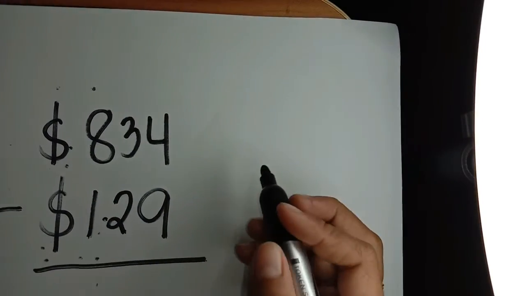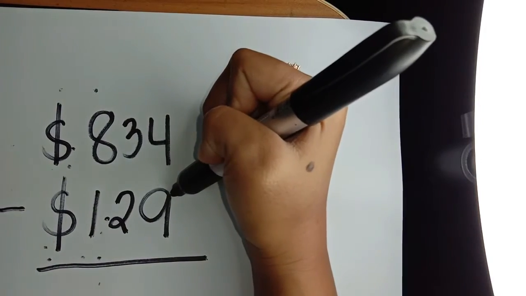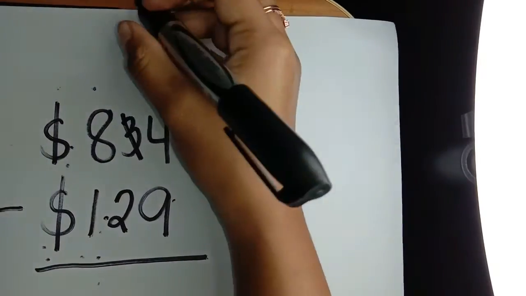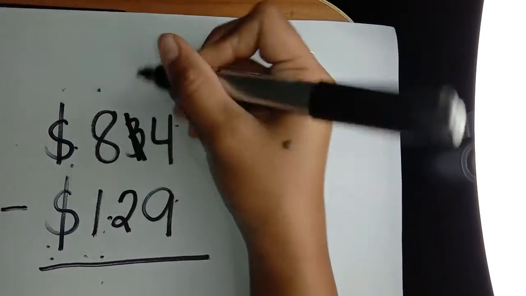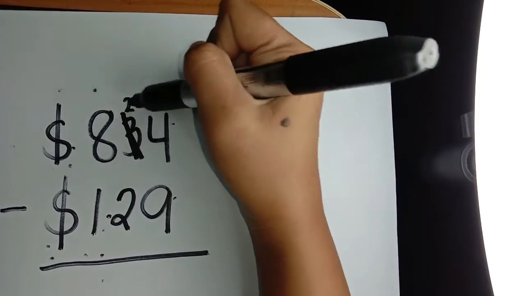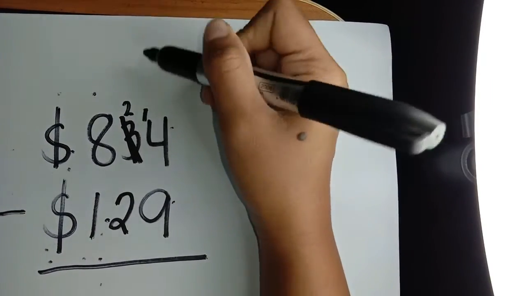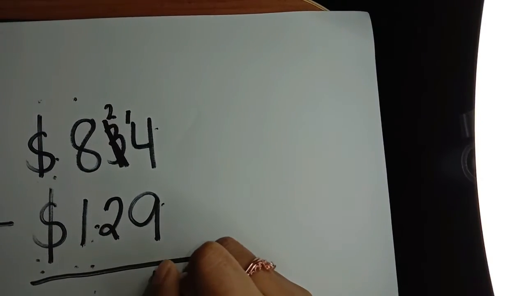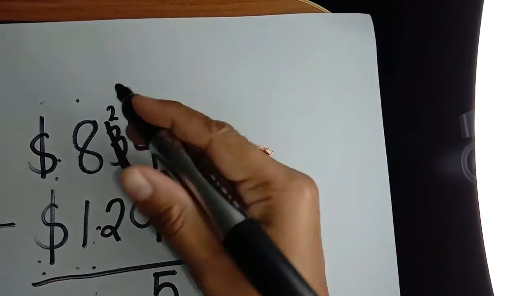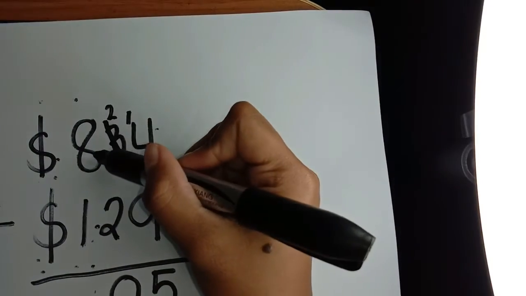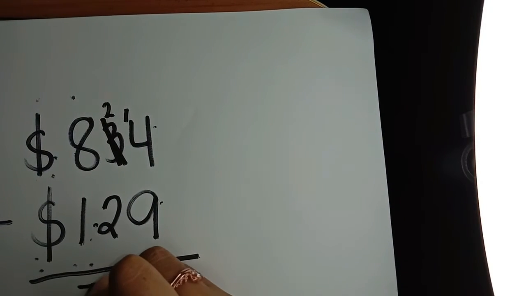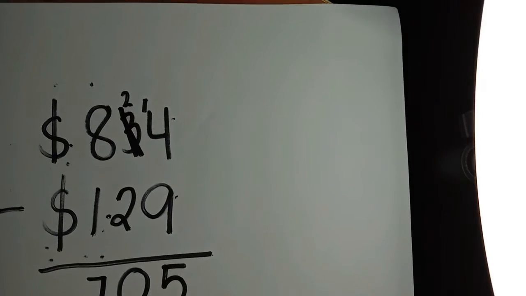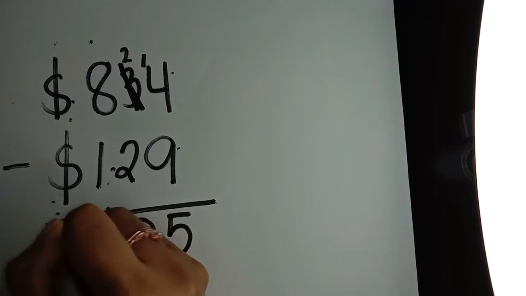Let's subtract this one. So 4 minus 9 cannot be. Let's borrow here in 3. So it becomes 2, and this becomes 14. 14 minus 9 is equal to 5. 2 minus 2 is equal to 0. And 8 minus 1 is equal to 7. So the money left from John is $705. Okay?